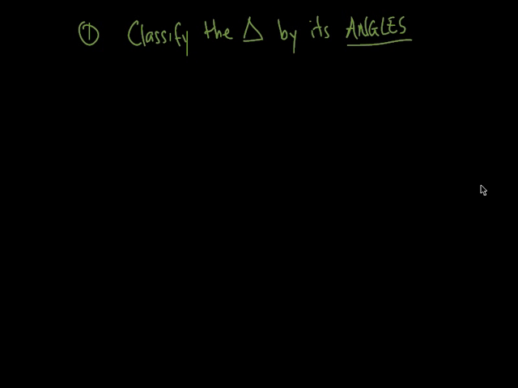So what we're going to do is we're going to look at the triangle, look at the angles, and say, oh, this is this type of triangle. That's what we mean by classify them. Tell me what type of triangle it actually is.